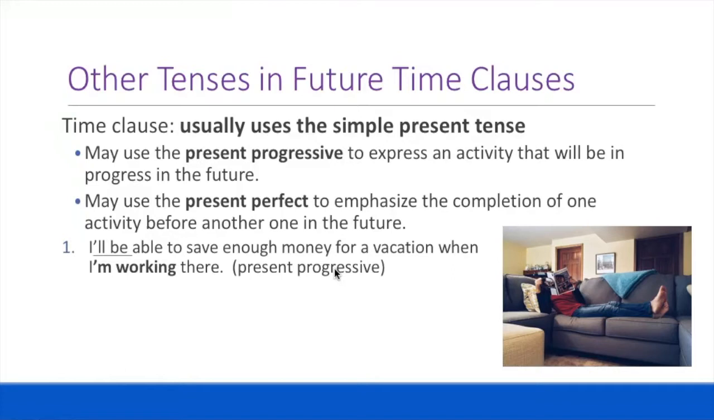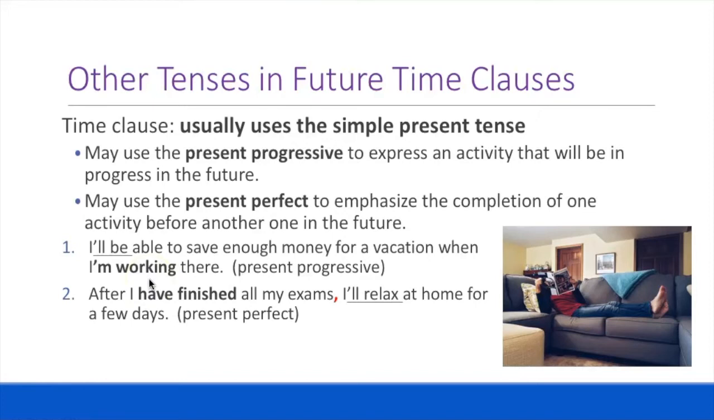For example, I'll be able to save enough money for a vacation when I'm working there. We can use the present progressive here because the activity, working, will be an action in progress or a continuing action in the future.